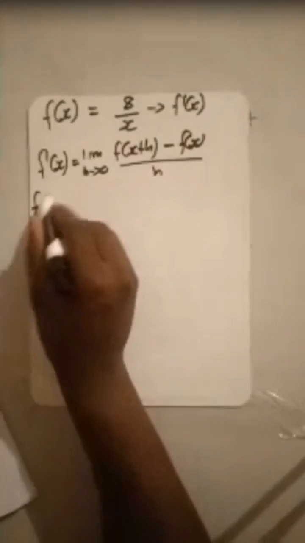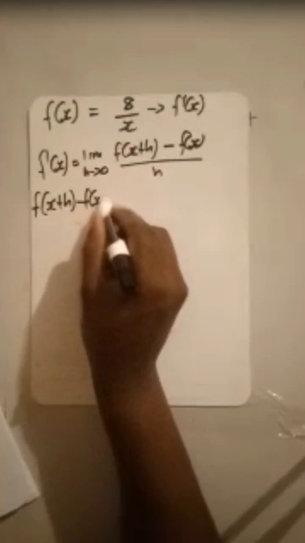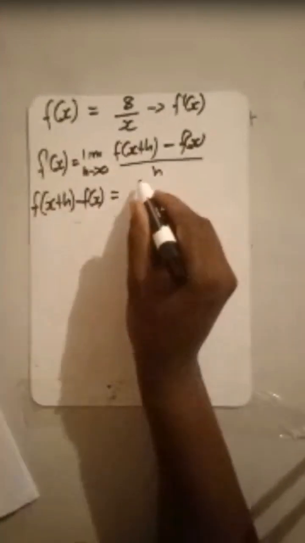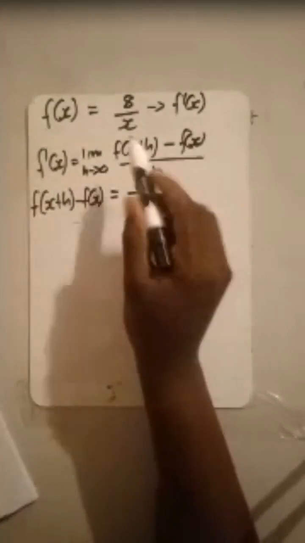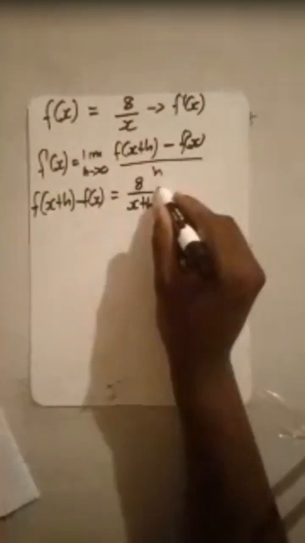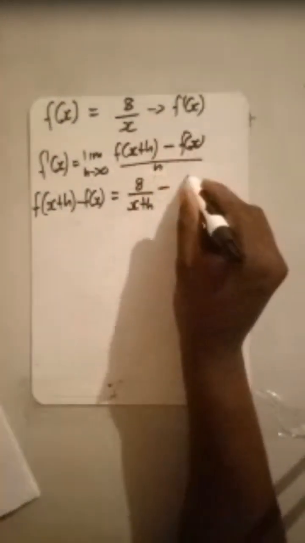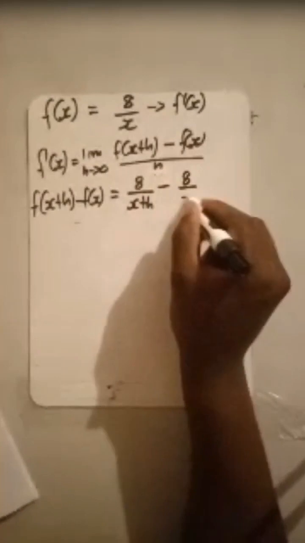So I'm a bit fast, guys, now. If I'm too fast and you can't catch up, you can say I can slow down. So this is going to be f of x plus h minus f of x is equal to f of x plus h. What is it? Don't forget that it is 8 over where there's x. You now substitute by x plus h. Then minus, what is f of x? f of x is 8 over x.